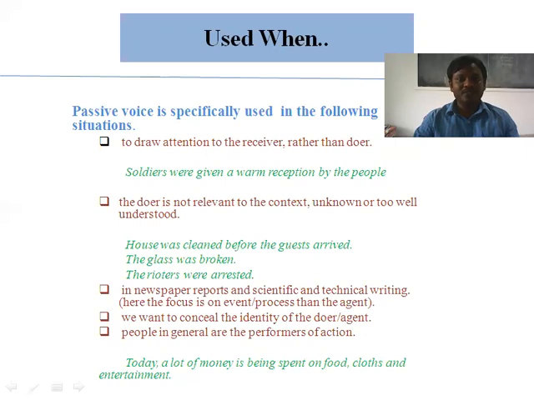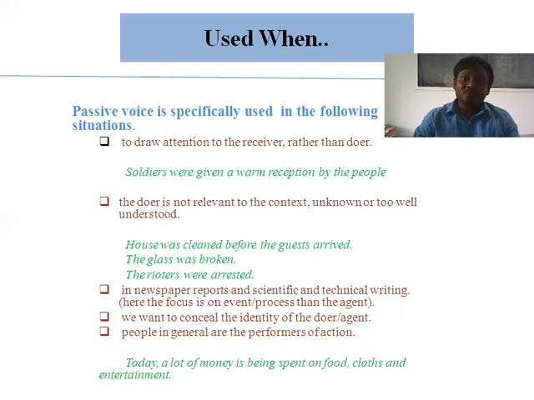The house was cleaned before the guests arrived. In this one, the doer of the action is not relevant to the context. We are not concentrating on the person who has done the act of cleaning the house. We are only focusing on the event of house cleaning, not the person who has done it. In that case, we use passive voice.